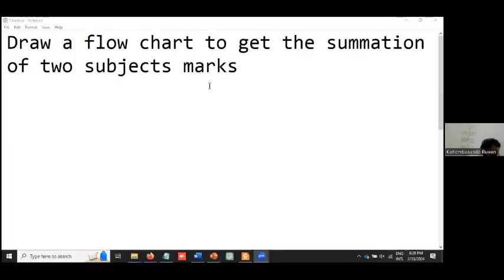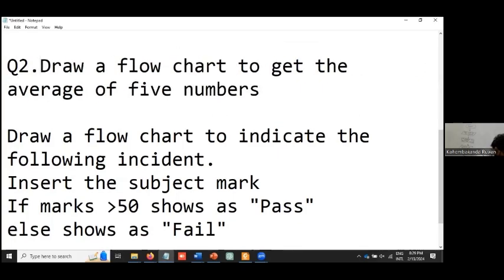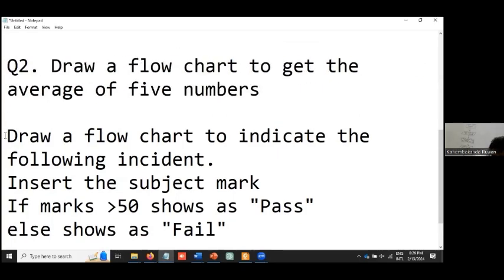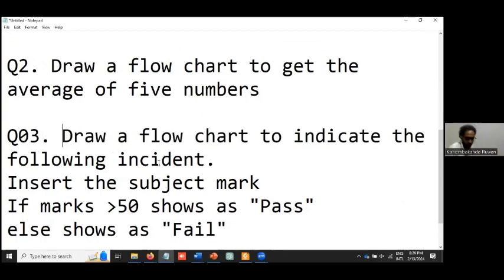You can complete these two, both as homework, right? Can you write down this one? This is question 2, and this is question 3, right? Can you write down? First question is draw a flowchart to get the average of 5 numbers, right? That is a very easy one. But remember, see the third one. Draw a flowchart to indicate the following scenario.